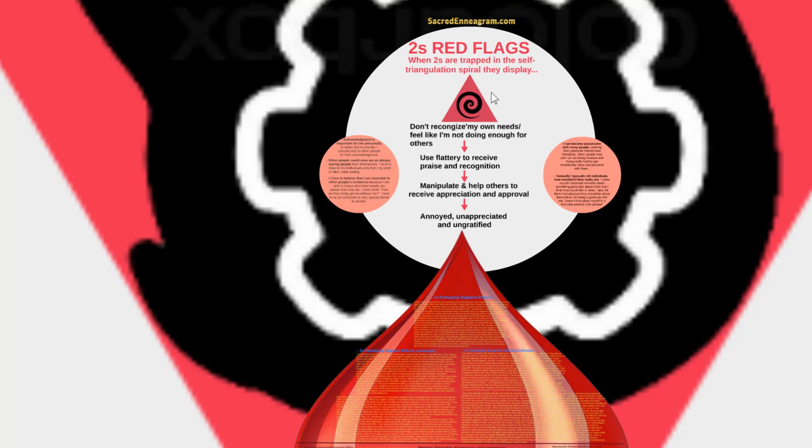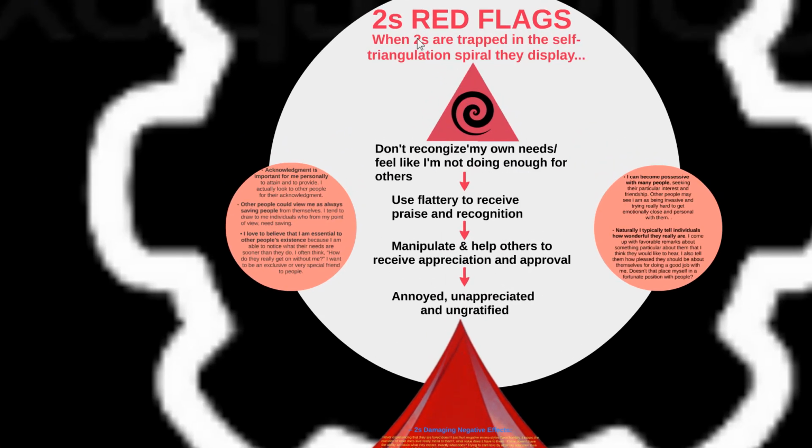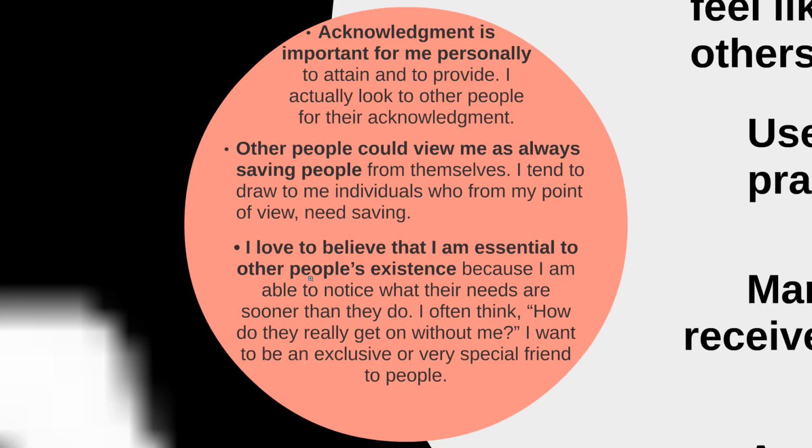So just looking here, we've got Ennea style 2 red flags. When 2s are trapped in the self-triangulation spiral, they display these symptoms, which is: don't recognize my own needs, using flattery, manipulate and help others to receive appreciation and approval. Just elaborating on how these Enneagram style types focus their energy when trapped in the triangulation spiral.